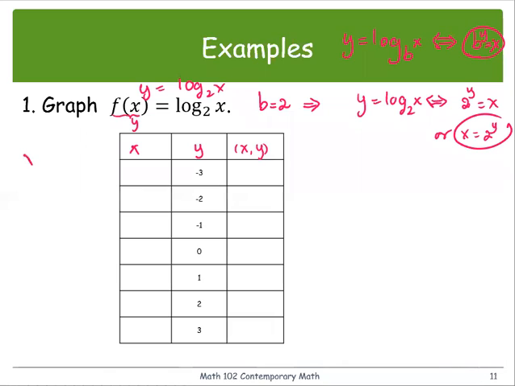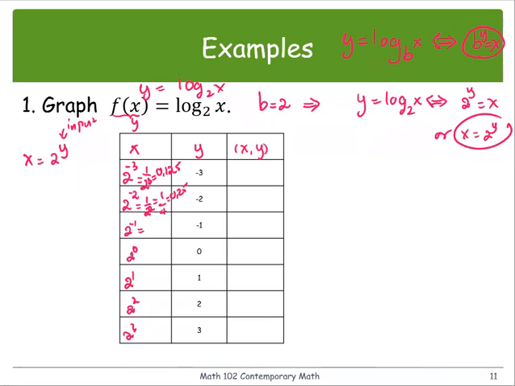From the relationship that x equals 2 to the power y, y is the input. So for y equals negative 3, x equals 2 to the power negative 3. For y equals negative 2, x equals 2 to the power negative 2. And do it the same way for the rest of the table. Then simplify the numbers. 2 to the negative third is 1 over 2 cubed, which is 1 over 8 or 0.125. 2 to the negative second is 1 over 2 squared, which is 1 over 4 or 0.25.